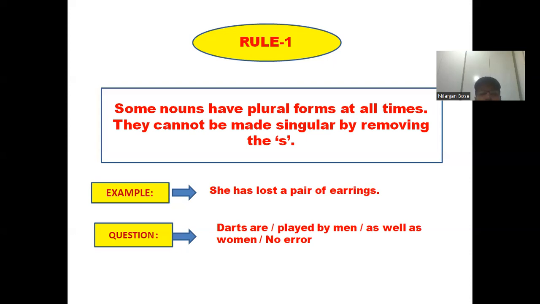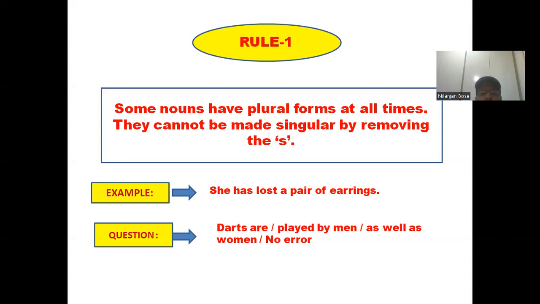Now, for you, one question is given: darts are played by men as well as women. In the spotting error section, you will be given a sentence in segmented form, and you are supposed to identify in which portion the error lies. If you go through this sentence, you will see that darts are played by men as well as women, and at the end, there is an option of no error. If there is no error, you will choose that option, right?